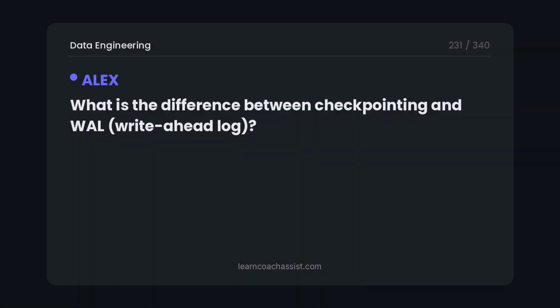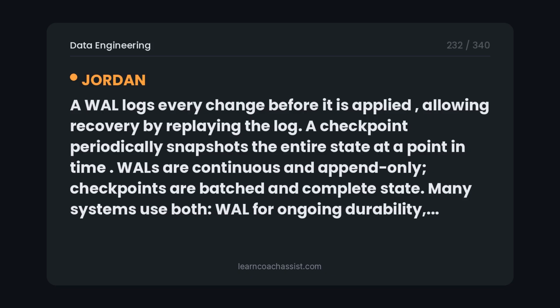What is the difference between checkpointing and WAL, write-ahead log? A WAL logs every change before it is applied, allowing recovery by replaying the log. A checkpoint periodically snapshots the entire state at a point in time. WALs are continuous and append only. Checkpoints are batched in complete state. Many systems use both: WAL for ongoing durability, checkpoints to bound recovery time.